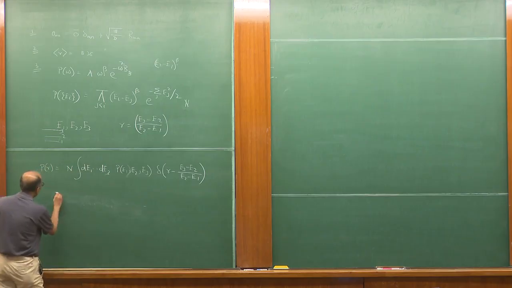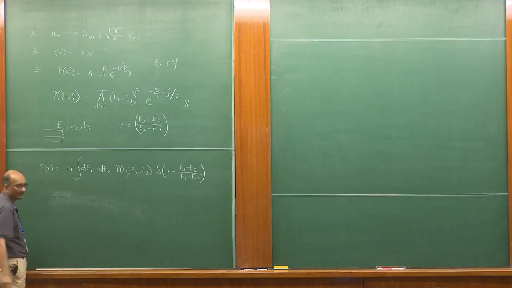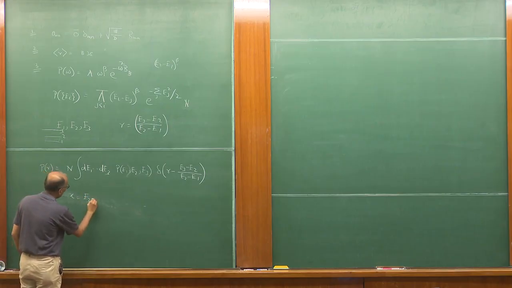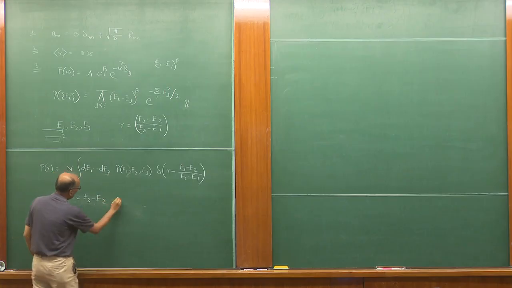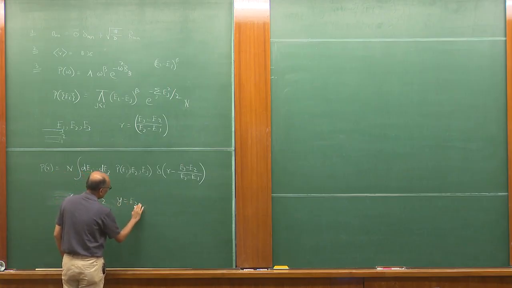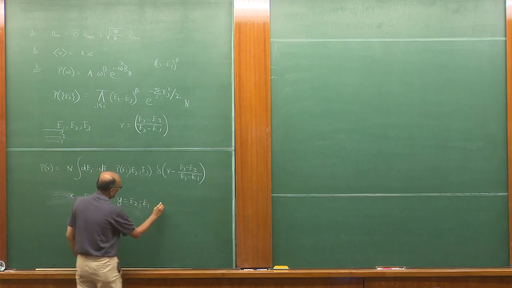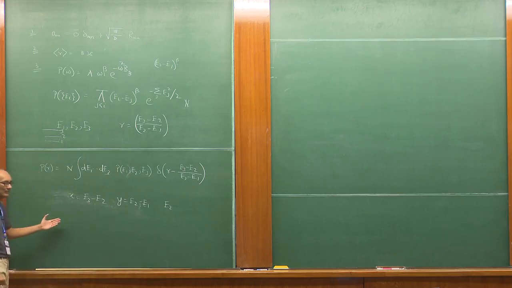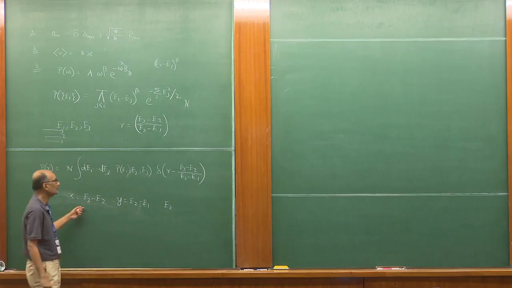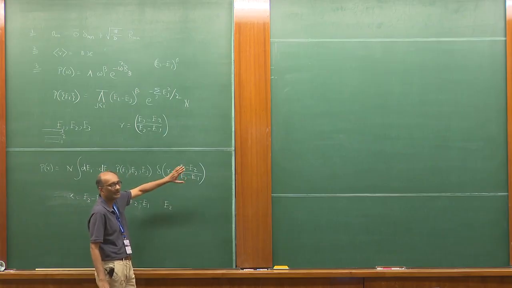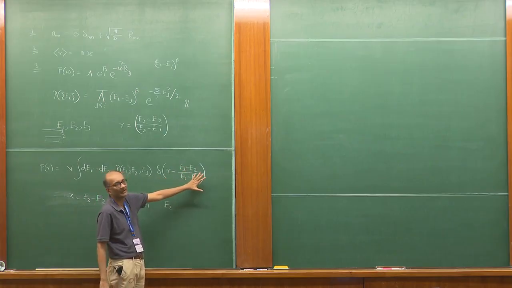Fine. So out here, what we then do is to define two variables. One is x, which is E3 minus E2, and the other one is y, which is E2 minus E1. And the third variable is just E2. So we are going to switch to these variables. And the reason for this is clear, because this now becomes a function of y and x, and E2 would be eliminated from this delta function.